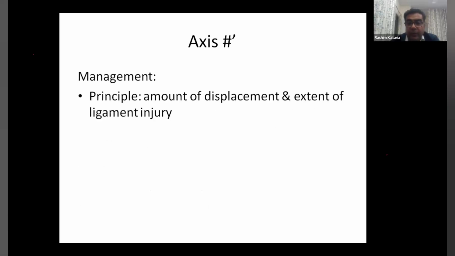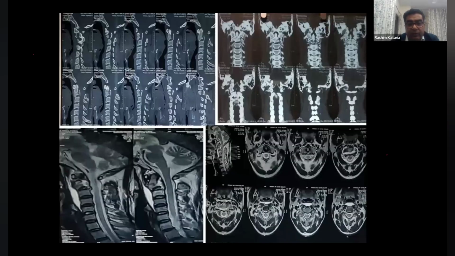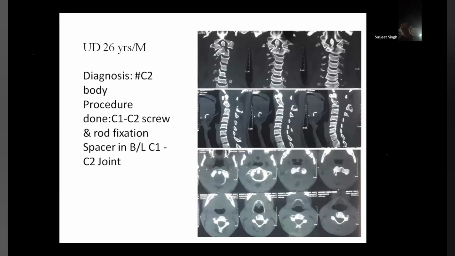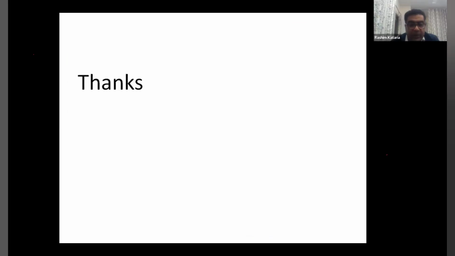So the amount of displacement and extent of ligament injury decide what is to be done with these fractures. These are some figures of our model. I would like to stop here. Thank you so much for a patient hearing, and I would like to answer if there are any questions.